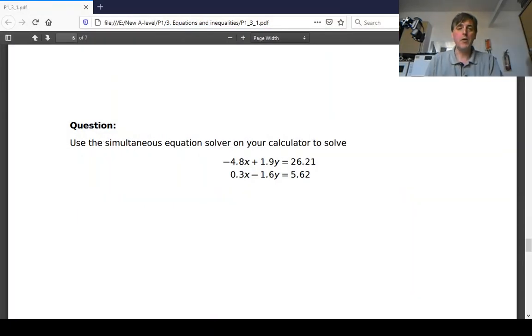So why don't you have a go at making sure you can use that function on your calculator? I've put some simultaneous equations on the screen here, which are a bit more complicated, where you wouldn't really want to use either the substitution or the elimination method. So see if you can use your calculator to get an answer for that one, please.